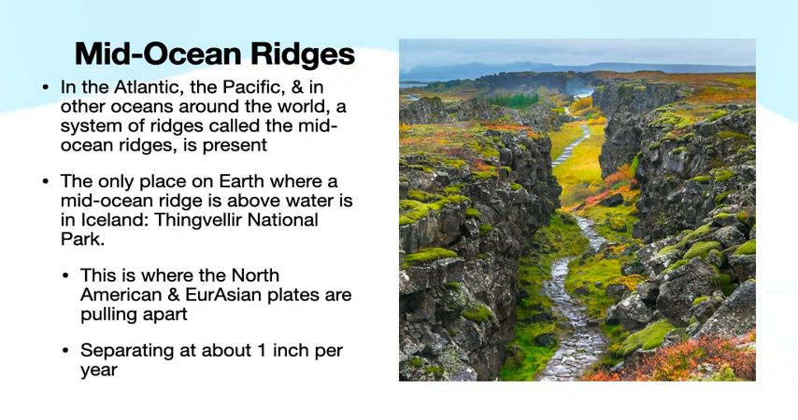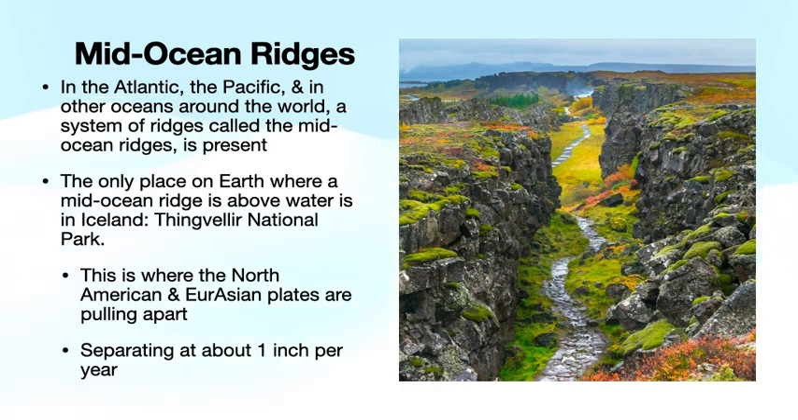So, what is a mid-ocean ridge? In the Atlantic, the Pacific, and other oceans around the world, there is a system of ridges that we call mid-ocean ridges. These are the things that were showing up on Mrs. Tharp's maps. These are what the data was showing.